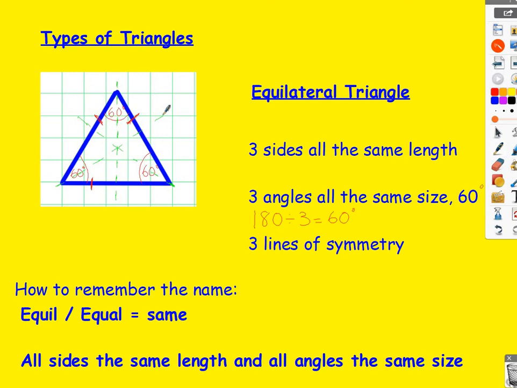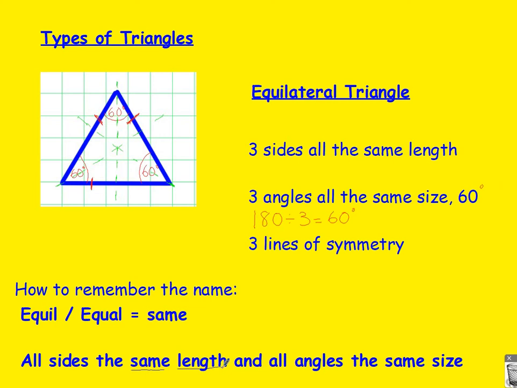So let's try and think of some ways that will help us remember the name of this shape. So it's an equilateral triangle. The "equi" often suggests that something is the same. So an equilateral triangle is the triangle where all the sides are the same length, or alternatively, all the angles are the same size. So "equi" suggests that it's the same size angles, same length sides, then it's an equilateral triangle.